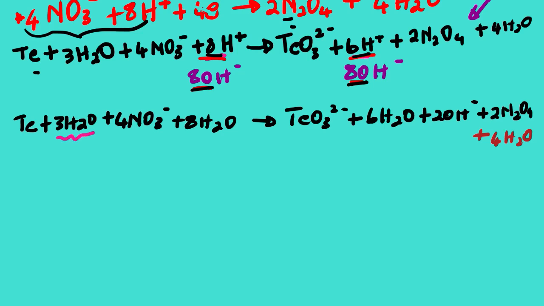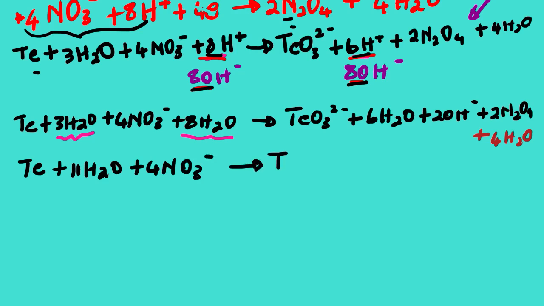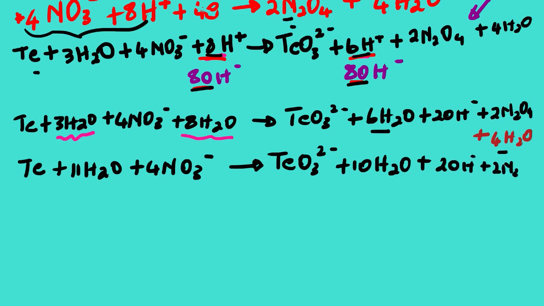So in this case, let us look at the like terms. We have 3H2O and 8H2O. So we are going to have Te plus 3 plus 8 is 11 H2O plus 4NO3 minus. We do the same thing on the right hand side. We have 6H2O and 4H2O, so we are going to have a total of 10H2O plus 2OH minus plus 2N2O4.